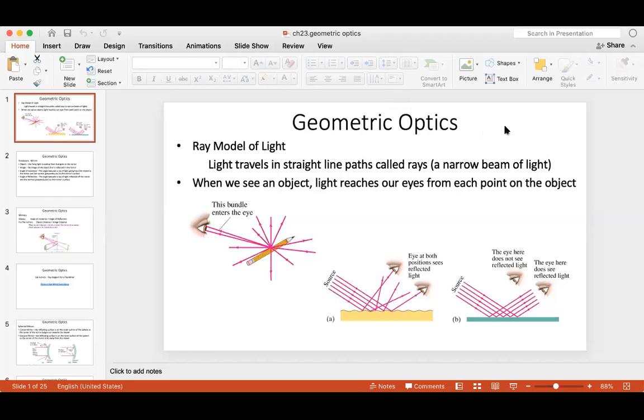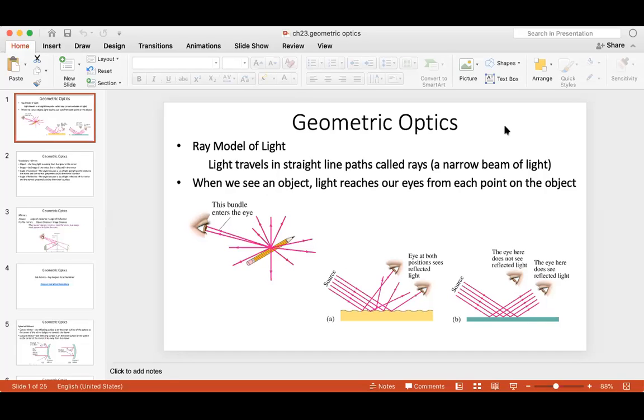So geometric optics has to do with this idea of ray, that light travels in a ray. Light goes straight until something happens to it that causes it to change direction. We can imagine light as a ray of light, like a laser beam, right? In a laser beam, the light just leaves the laser and goes in a straight line, right? And the only way we see things is when light happens to be able to go into our eyes.